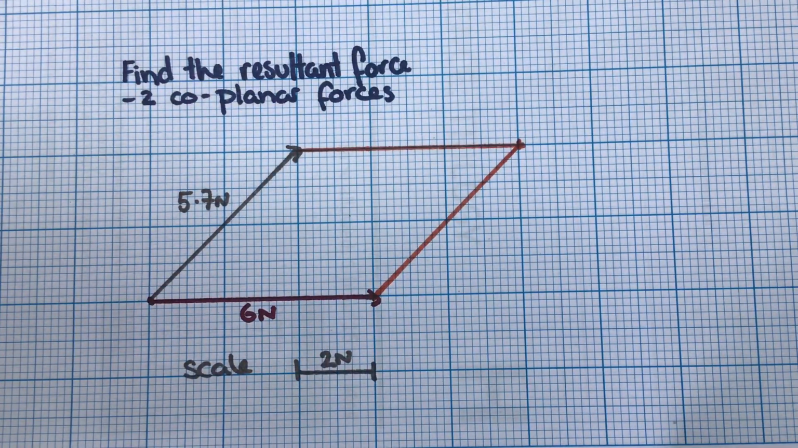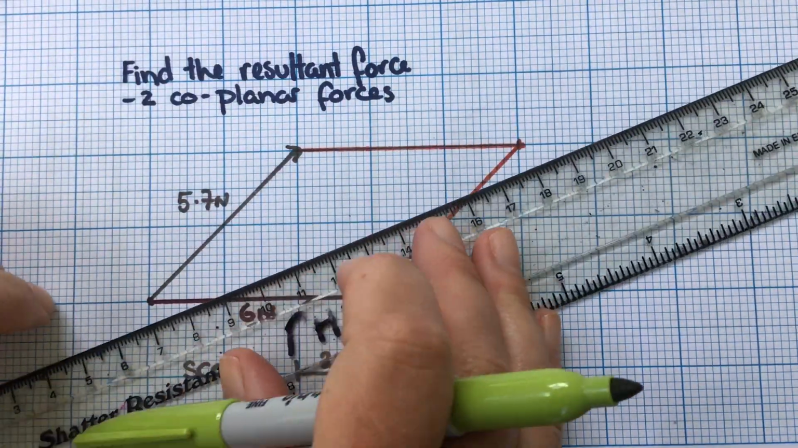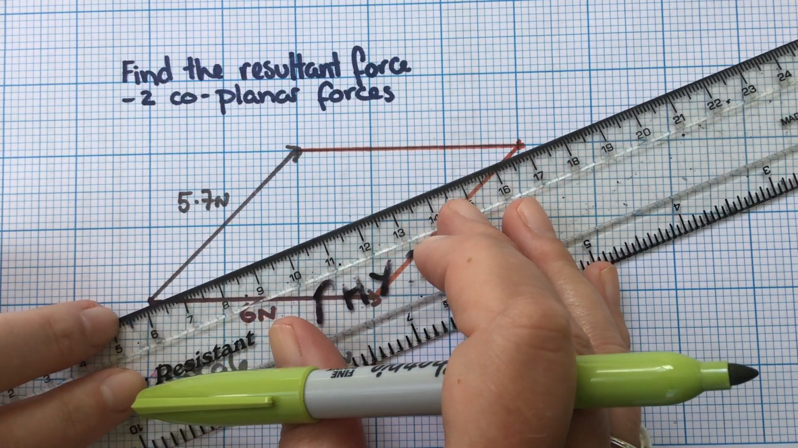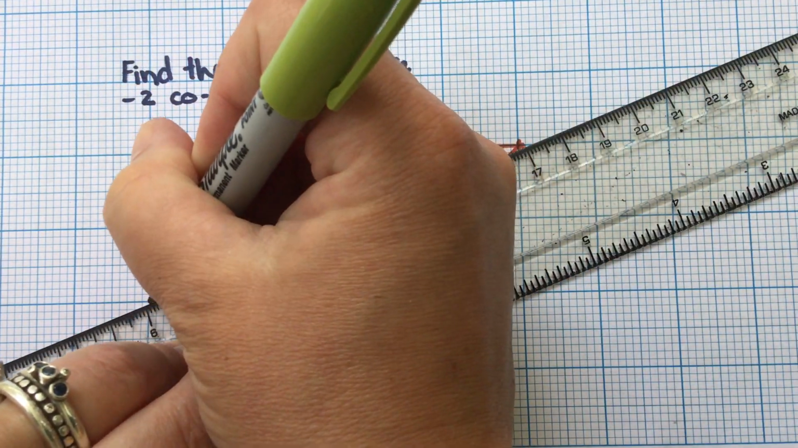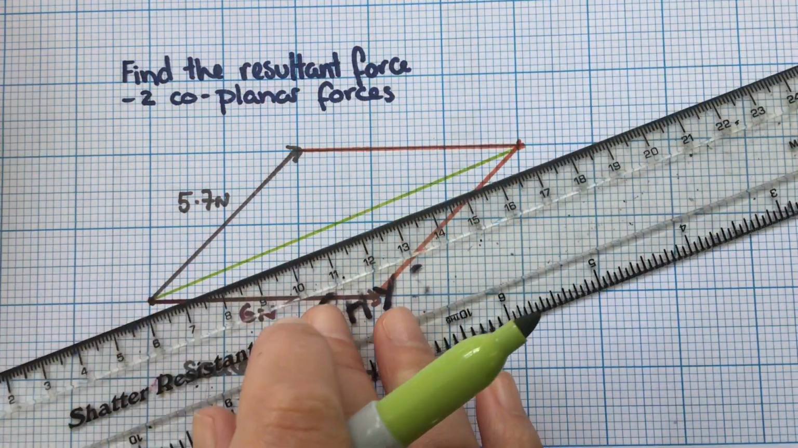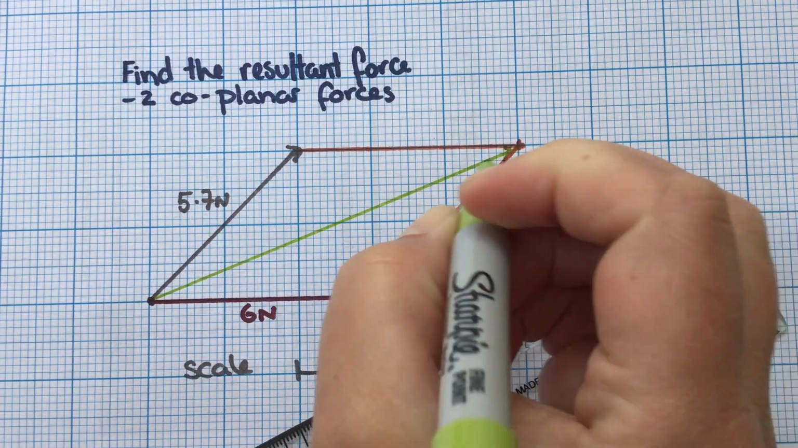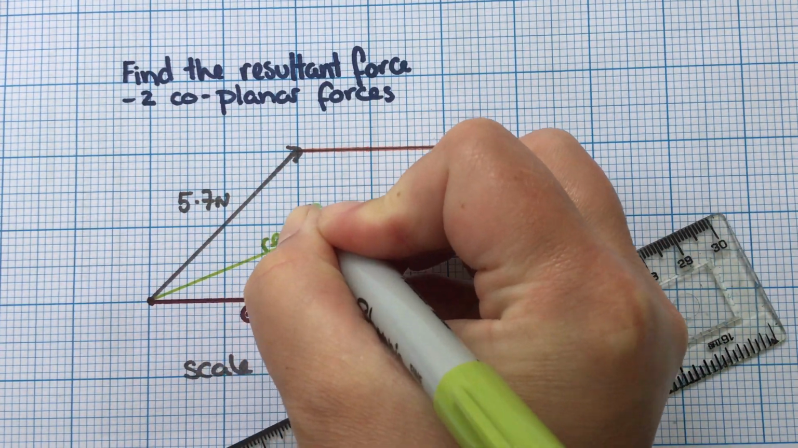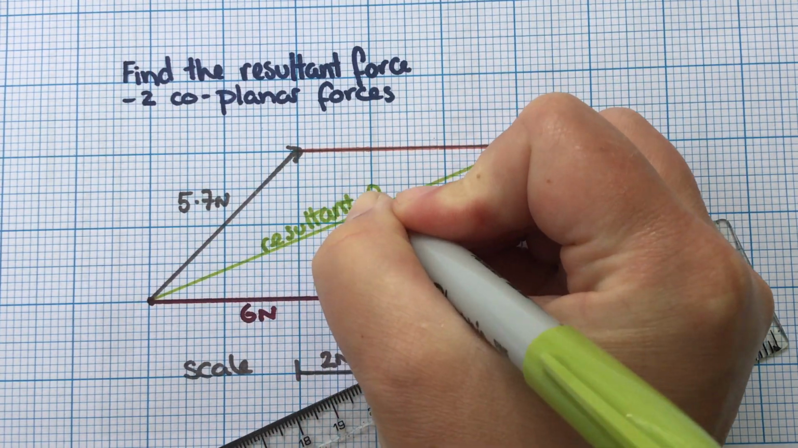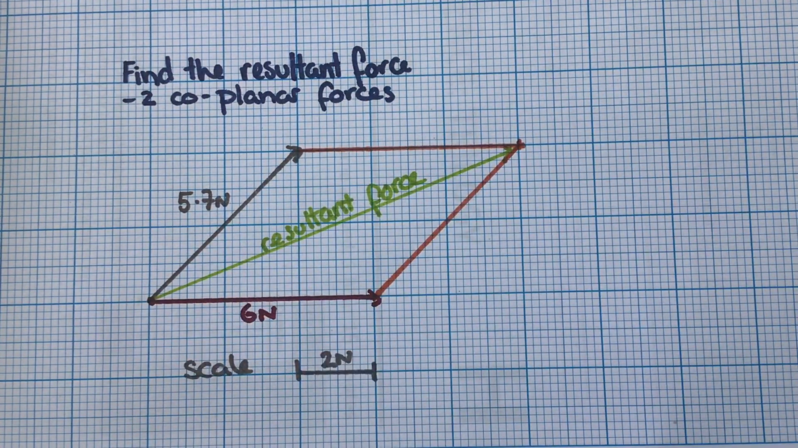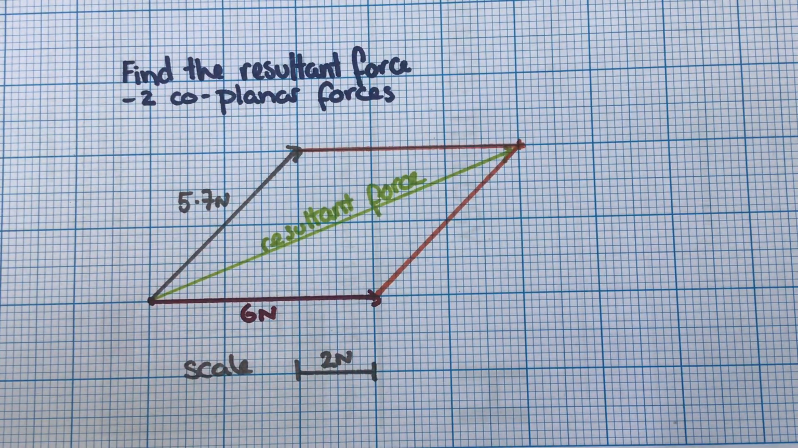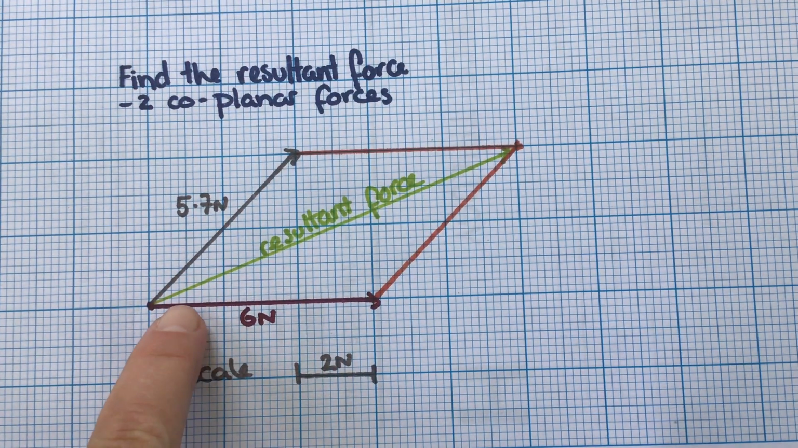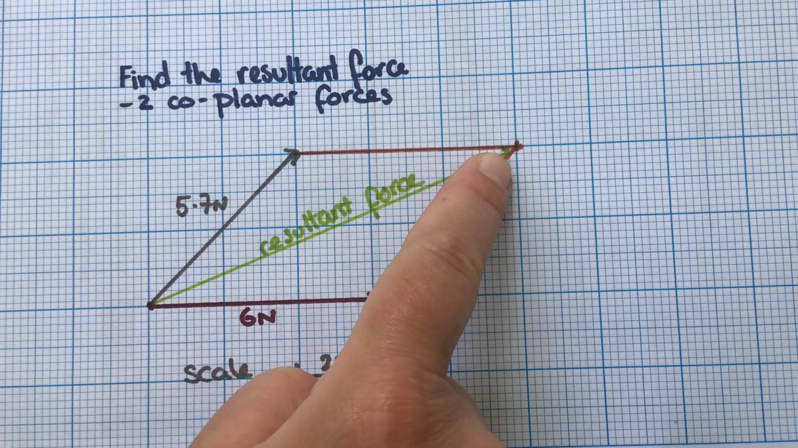The resultant force is still the diagonal across the parallelogram. So I get my ruler and I draw in the diagonal. Here's my start point. So I draw in the diagonal, put an arrowhead on it, and label it resultant force. I'm going to make my working really clear so that if I've made a mistake somewhere, I can still get credit for using the right method because I've labelled it clearly. So this is our resultant force, the diagonal across the parallelogram that we've drawn.